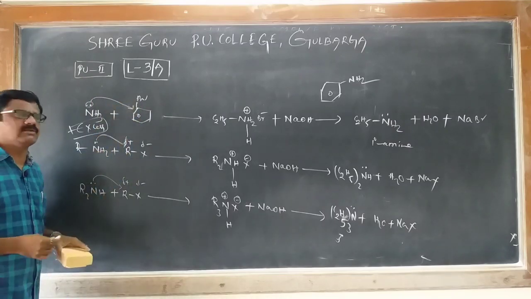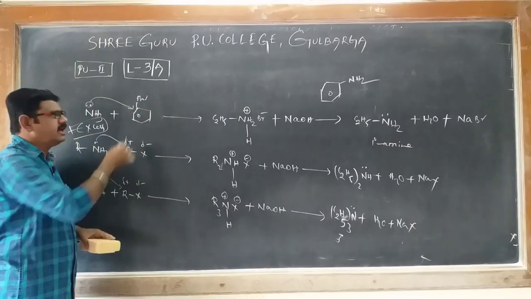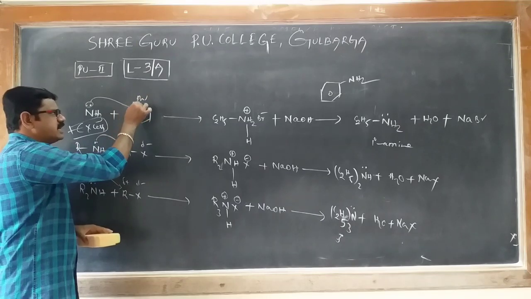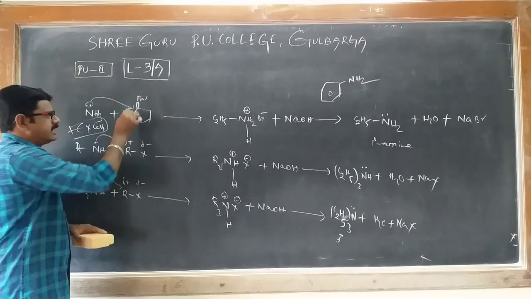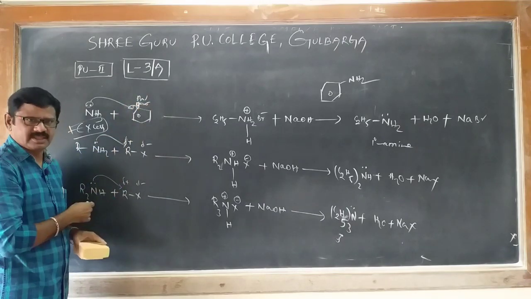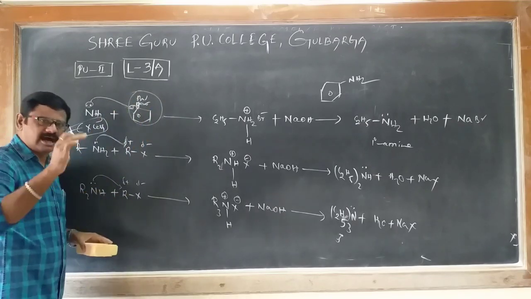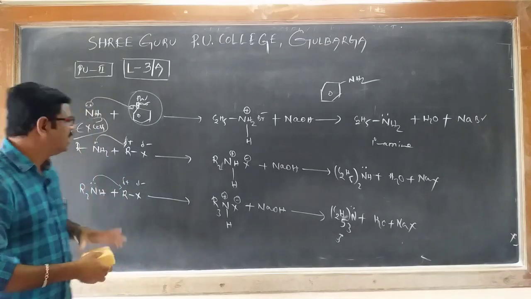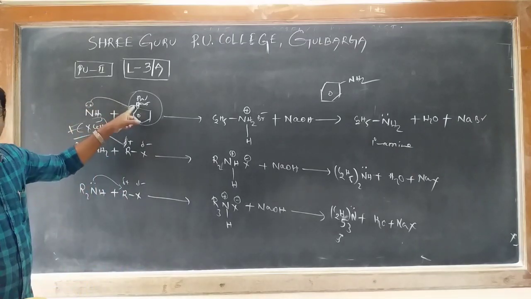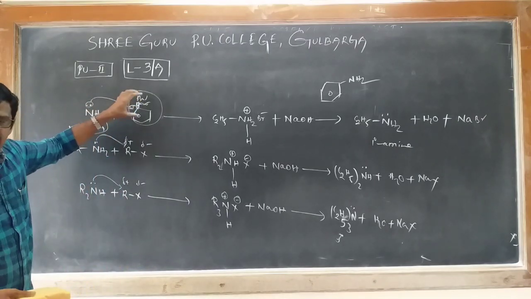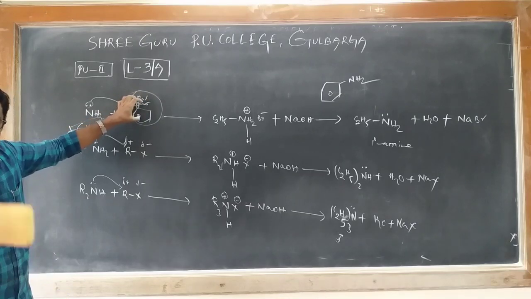Already in the first lesson we have learned about haloarenes. Because of resonance, the carbon-halogen bond gets a double bond character, so breaking it is difficult. At the same time, haloarenes are less reactive towards nucleophilic substitution reactions.